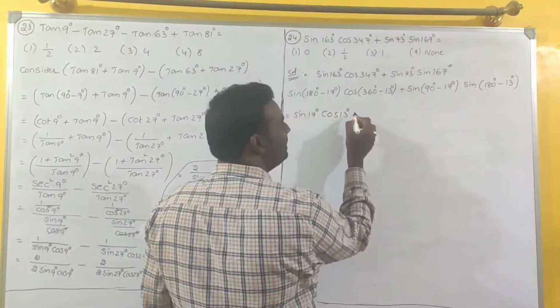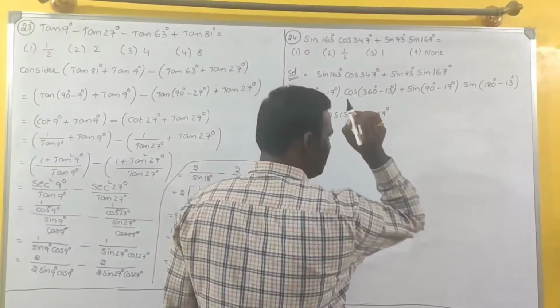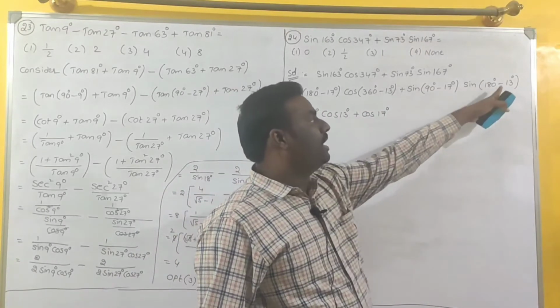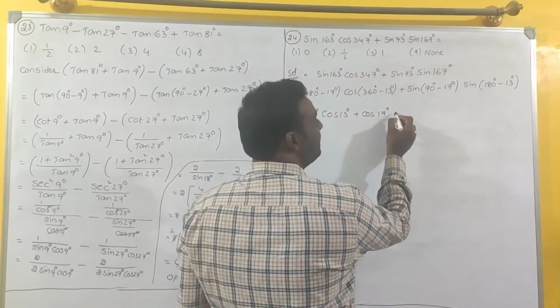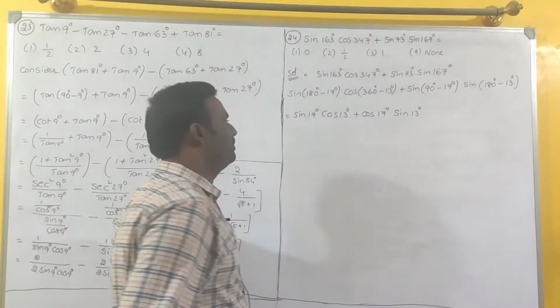Sin of 90 minus theta is nothing but cos theta, because for 90 the function will change. Sin of 180 minus theta is nothing but sin theta. Why? Because 180 minus theta is in the second quadrant, where sine is positive.